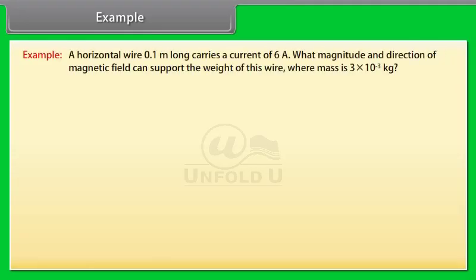Let's take an example of magnetic force on a current-carrying conductor. A horizontal wire 0.1 meters long carries a current of 6 amperes. What magnitude and direction of magnetic field can support the weight of this wire, where mass is 3 × 10^-3 kilogram?